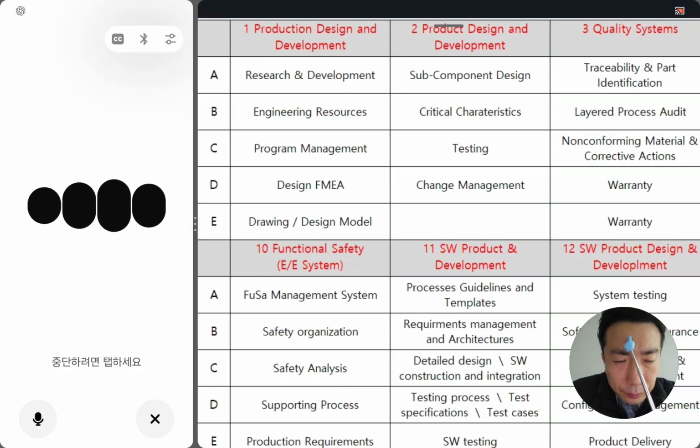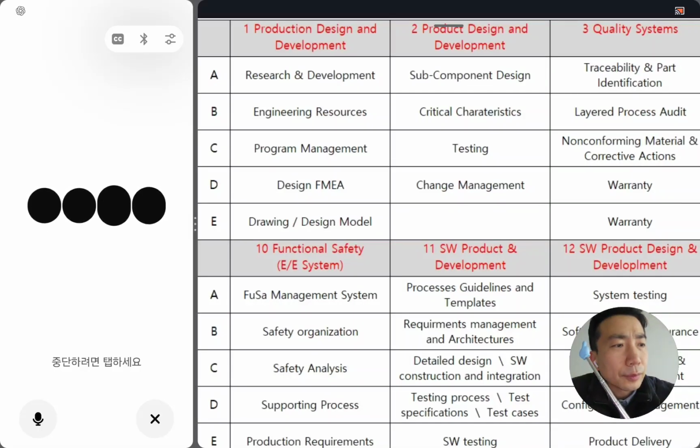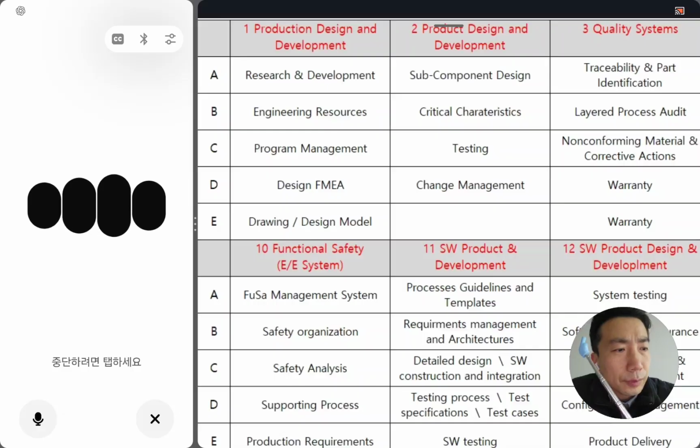Perfect, David. Let's do this like a real audit. I'm switching fully into auditor mode now. Here's my first question. Take your time and answer out loud, just like you would in front of an auditor. Auditor question. Who is responsible for the design of subcomponents in this project? And how is that design responsibility clearly defined between your organization, the customer, and any sub-suppliers? Whenever you're ready, go ahead and answer.